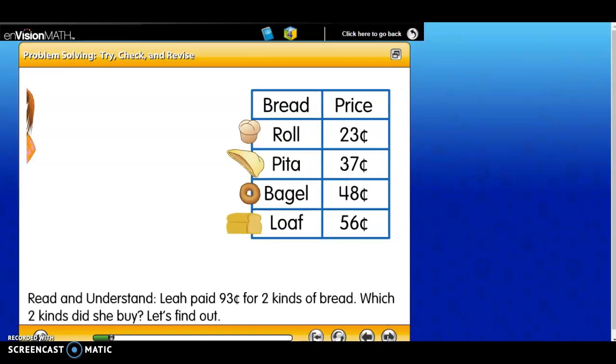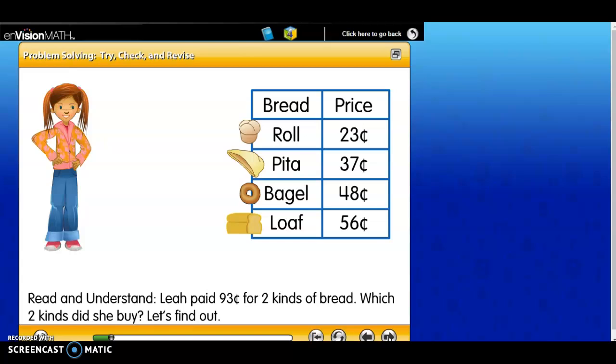Read and understand. Leah paid 93 cents for 2 kinds of bread. Which 2 kinds did she buy? Let's find out. Okay, let's stop and think. What is the question asking us? Which 2 kinds did she buy for 93 cents? So that means, do we need to add or subtract?